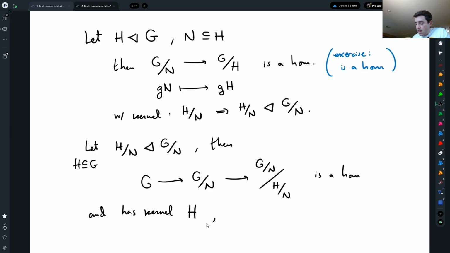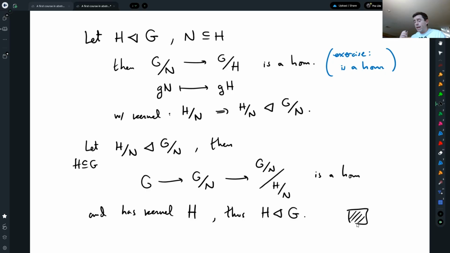So since KH is a kernel, that implies that H is normal in G. And that is exactly what we wanted to prove: that under the correspondence, if it's normal in G, it is normal in the quotient, and if it's normal in the quotient, it was normal in G to begin with.